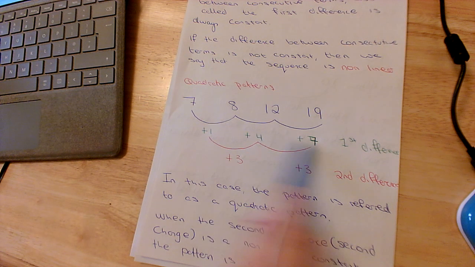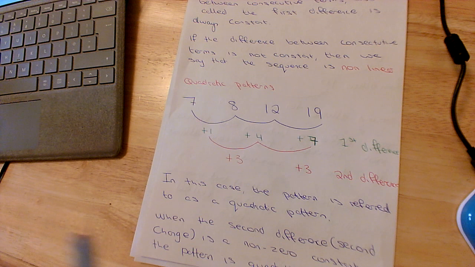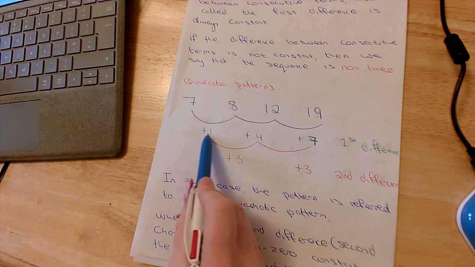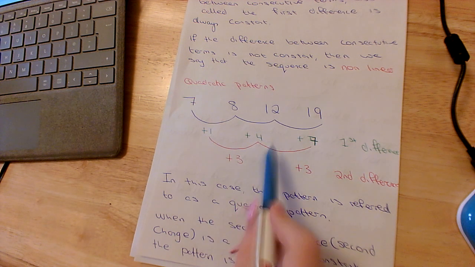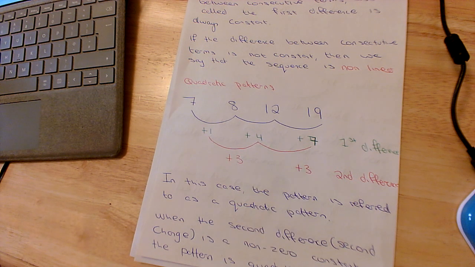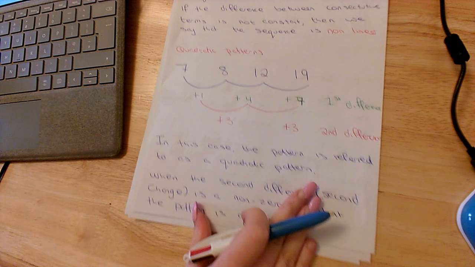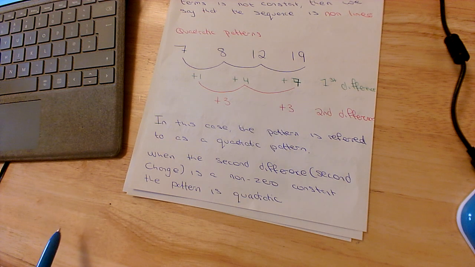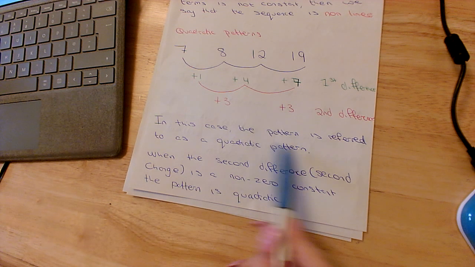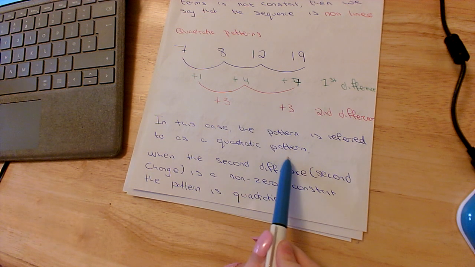But we can see here that these numbers are not the exact same, so it cannot be a linear pattern. But then I look to get my second difference. The difference between 1 to 4 is plus 3. And the difference between 4 to 7 is plus 3. So my second difference is the same. If my second difference is the same, we say that it is a quadratic pattern. So in this case, the pattern is referred to as a quadratic pattern.